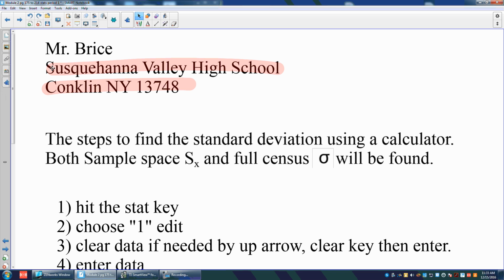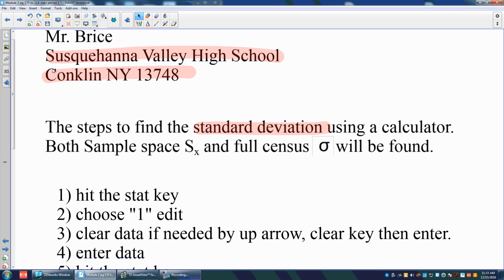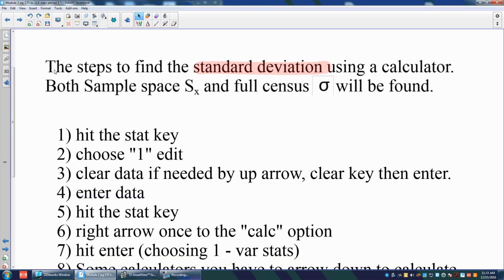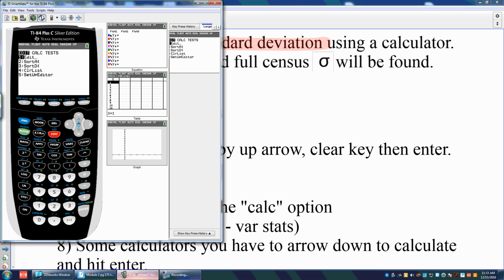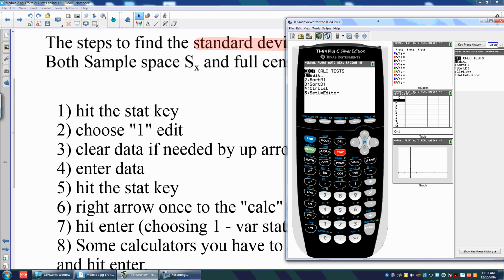Right now, what we're going to do is follow the steps to find the standard deviation using a calculator. We're going to find it both for a sample, when it's just partial, and for a full census, when you ask every single person involved. So what we're going to talk about is the calculator. We're using the TI 84 graphing calculator.